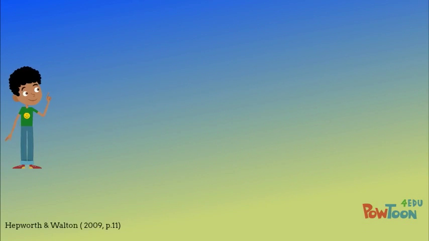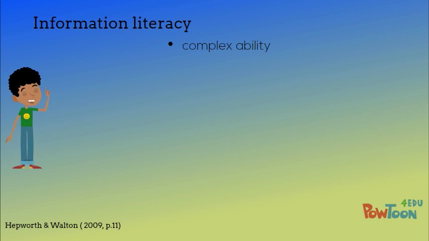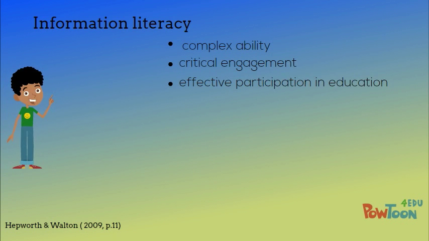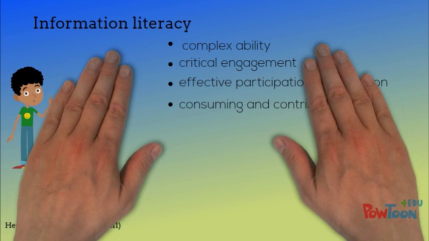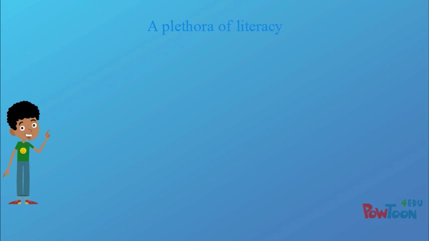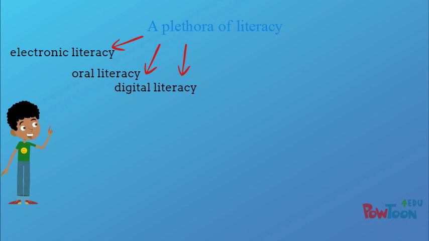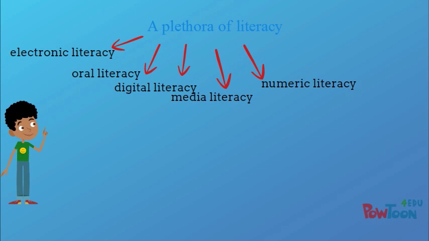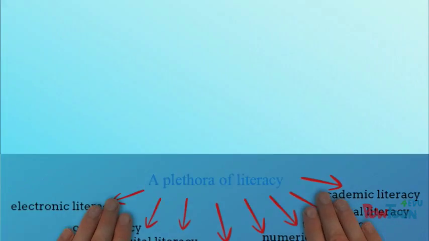In addition, Hepworth and Walton define information literacy as a complex set of abilities, which enable individuals to engage critically and make sense of the world and its knowledge, to participate effectively in learning, and to make use of and to contribute to the information landscape. There are other types of literacies related to information literacy. They are e-literacy and oral literacy, digital literacy and media literacy, numeric literacy, text literacy, visual literacy and academic literacies.